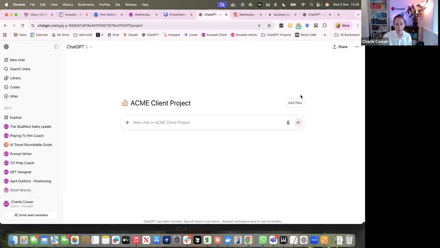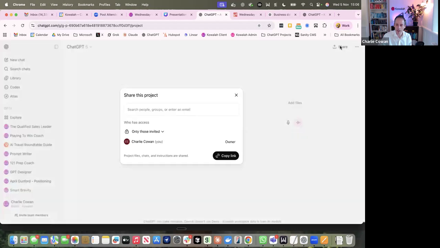So that is setting up a project, and all so far, so good. That's exactly what you would have been able to do up until 2 weeks ago. But now you have this new share button. And when you hit on share, then you can start to add in individuals that are within your company.